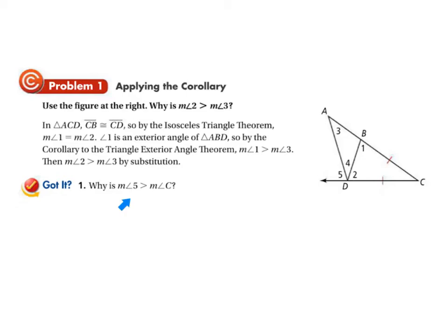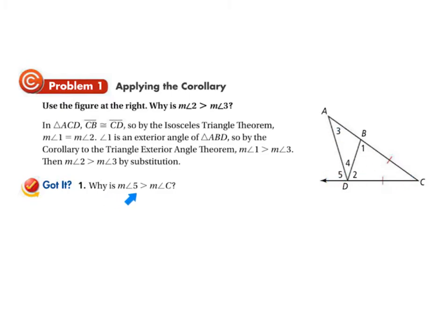Okay, so the reasoning here is that we've got this triangle, triangle ADC, okay? That angle 5 is an exterior angle to, right? You extend that side of that triangle out and you get angle 5 and that side. So therefore, we know that the measure of angle 5 is greater than the measure of angle 3 and greater than the measure of angle C independently, because it's equal to this measure plus this measure together. So it must be greater than either one of those independently.